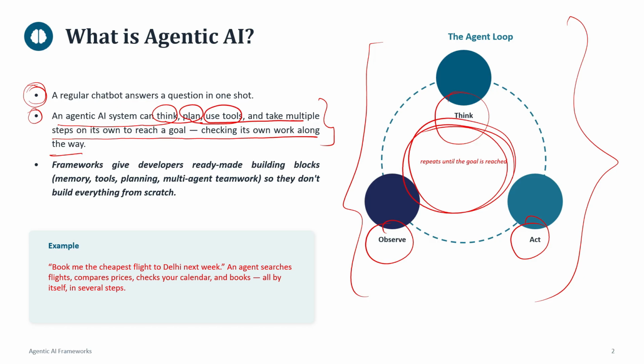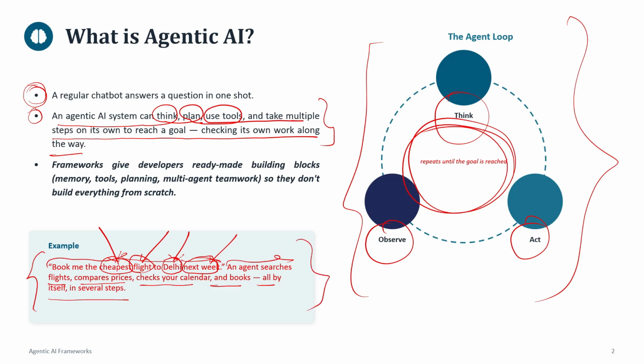For example, if I say, book me the cheapest flight to Delhi next week. Here, what am I asking my agent? Very first, I need to book a flight. It should be the cheapest, for Delhi, and for next week. So you can see there are multiple subtasks in this particular requirement. There would be multiple flight service providers, so you have to look for the cheapest one, for the location Delhi, and for next week. So an agent searches flights, compares prices, checks your calendar, and books, all by itself in several steps.